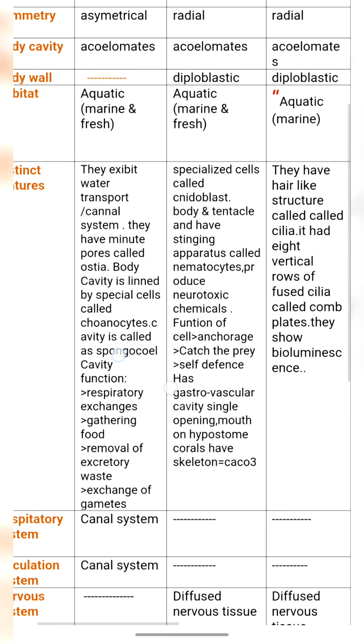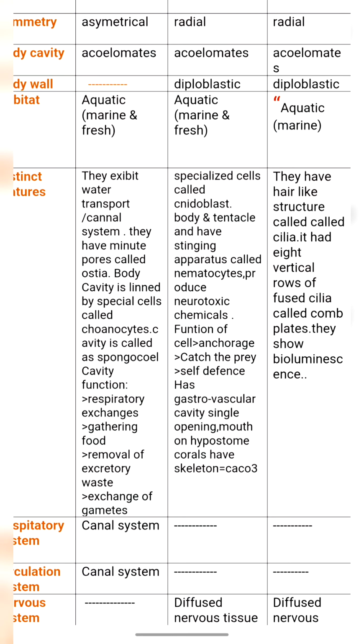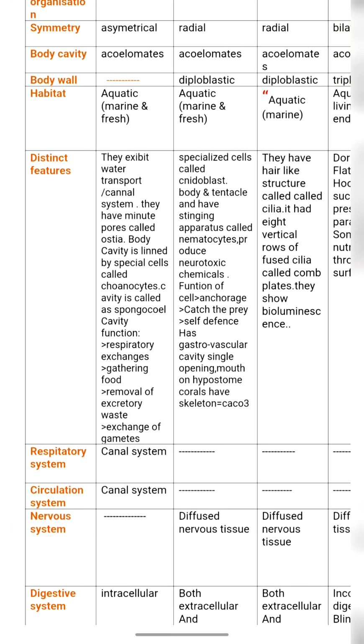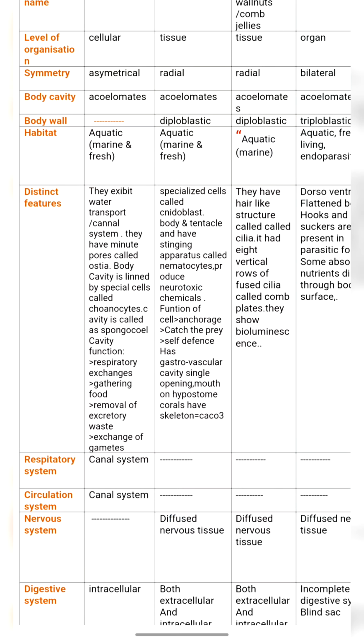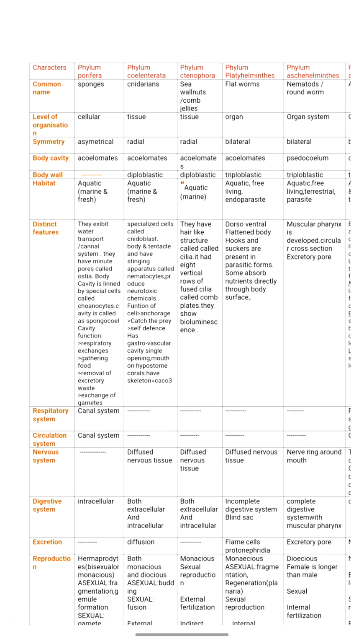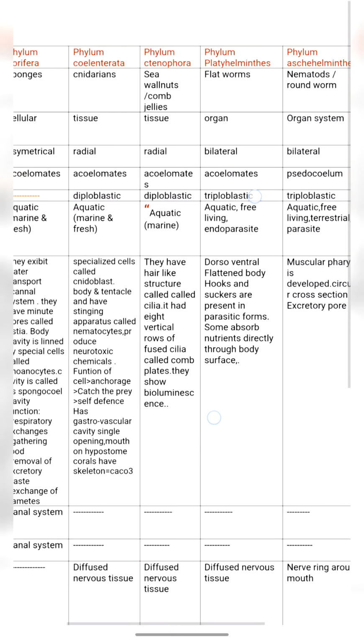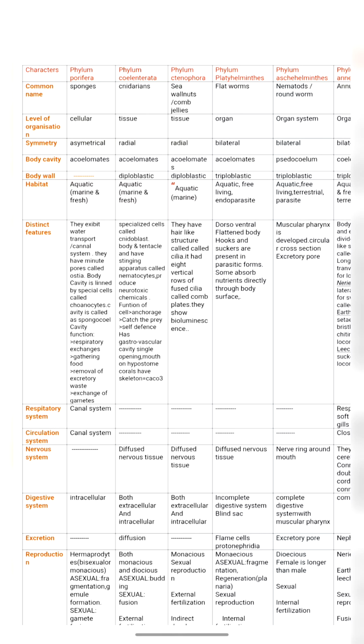Okay, so it is having a gastrovascular cavity, so this is a very very important point, and it is having a single opening and the mouth will be there on the hypostome. And also remember the corals, the specialized type of coelenterates, having a skeleton which is made up of calcium carbonate. Fine. Now let us move on to the Ctenophora. So Ctenophora common name is sea walnuts or comb jellies. Level of organization is tissue level only. So Coelenterata and Ctenophora almost share the same things.